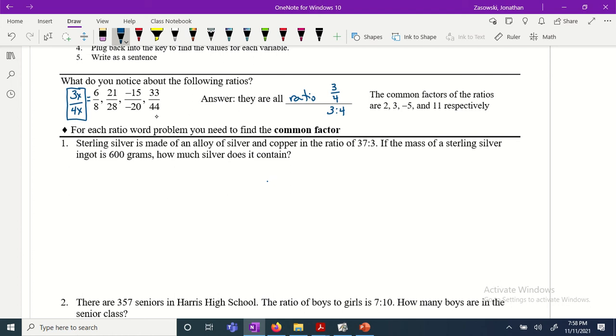So the common factors of the ratios are 2, 7, negative 5, and 11. So if I multiply 3/4 by 2, I get 6 over 8. By 7, by negative 5, and then by 11, we're going to end up with these numbers. So what we're going to do for all our questions is always make sure we say let x equal the common factor.